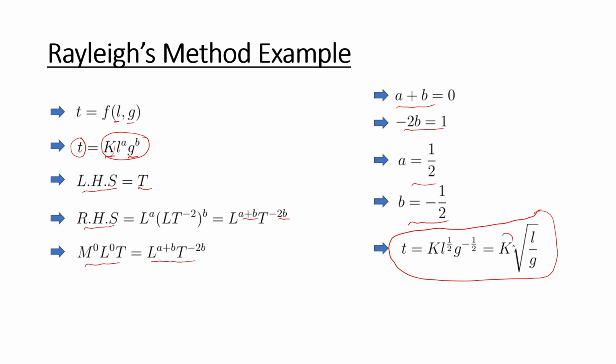The value of this k can be found out using an experiment. That is very easy; you can do an experiment and find that out. Once you do an experiment, you will get the value of k as 2 pi. So T is equal to 2 pi into root of L by g.